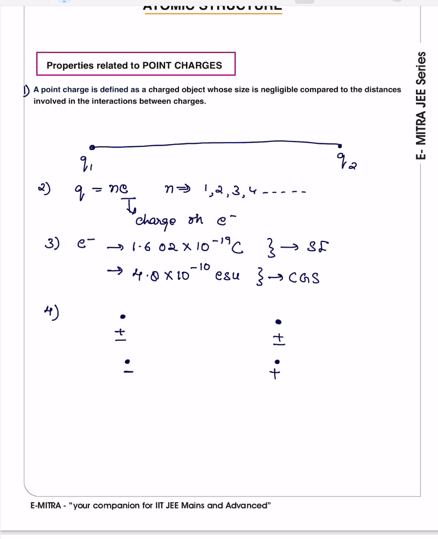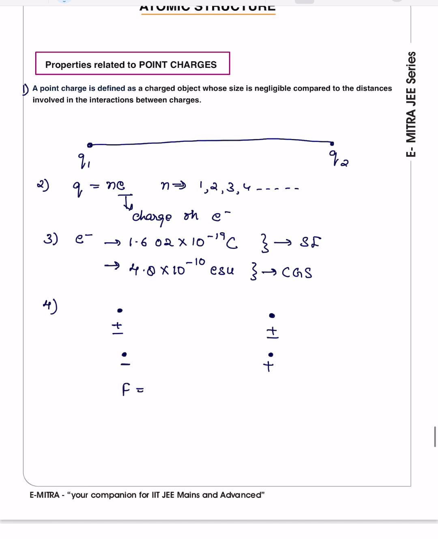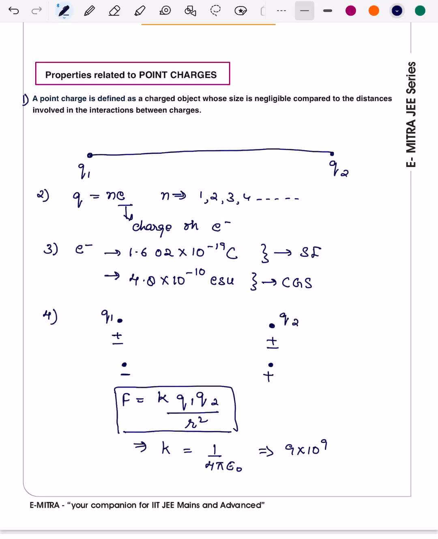Now how will we calculate this force? To calculate this force, Coulomb gave us a formula: F is equal to K q1 q2 upon r square, where K is a constant, K is equal to 1 by 4 pi epsilon naught. And if you substitute its value, it comes out to be 9 into 10 to the power 9 in the SI system. And if we talk about it in CGS, this comes out to be 1 in the CGS system.